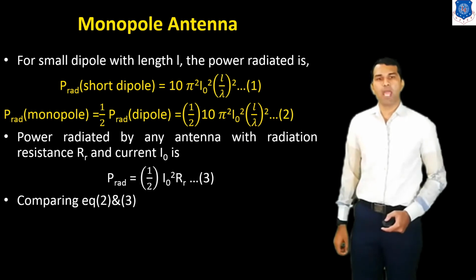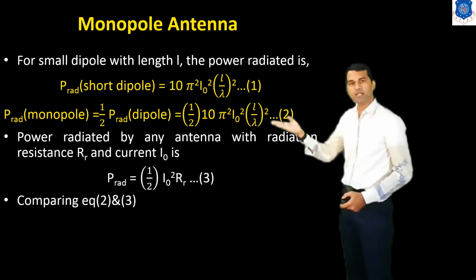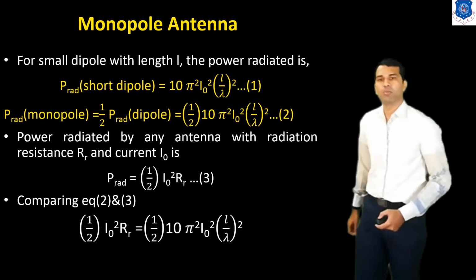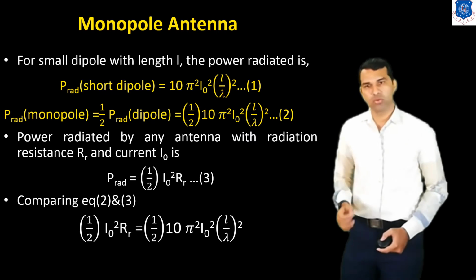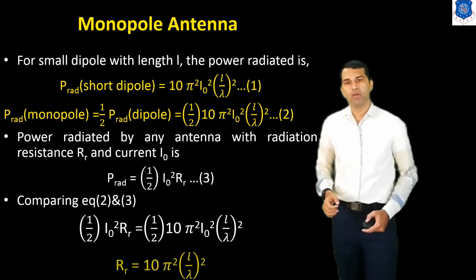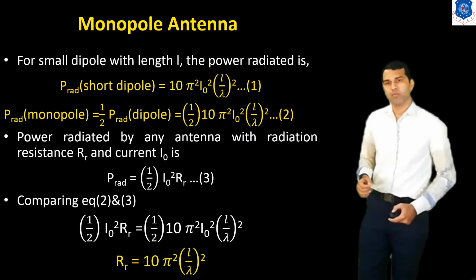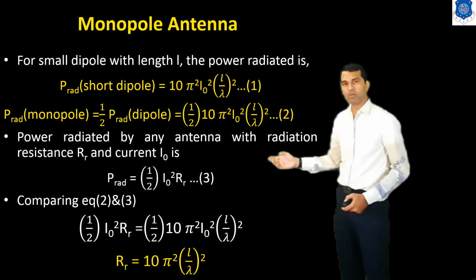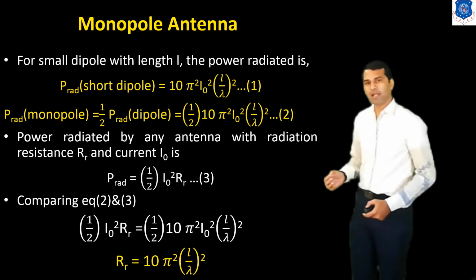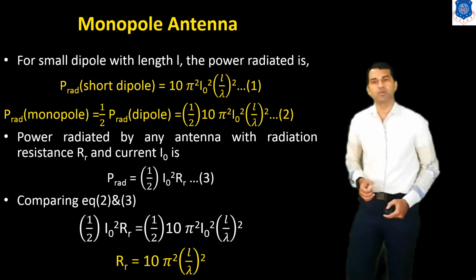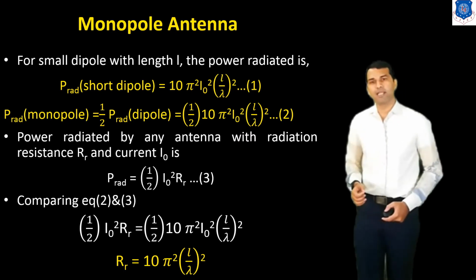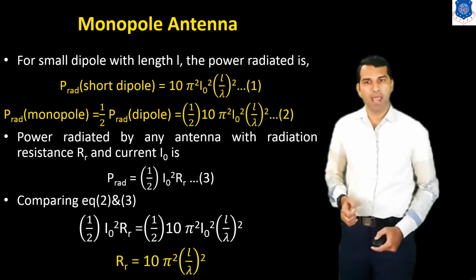Comparing equation number 2 and 3. So now here we compare equation number 2 and equation number 3. We can write 1/2 I0² RR is equal to 1/2 tan π² I0² L/λ. From this equation we can conclude that the 1/2 cancels, and we can find that the radiation resistance RR is equal to tan π² (L/λ)². So this is the radiation resistance value for the monopole antenna.